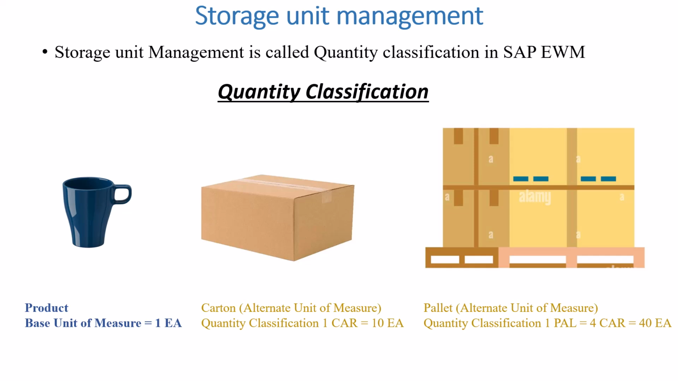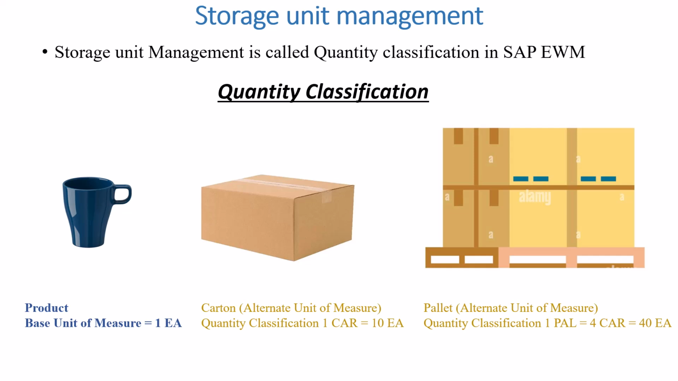Storage unit management is called quantity classification in SAP EWM. It is the unit in which you are storing the product. Say I want to calculate some bananas in dozens. Dozen is the unit for measuring how many bananas there are. One each is one banana, and a dozen is nothing but 12 bananas. It is not less than 12 or more than 12. It is exactly 12. Then only we can say one dozen bananas.